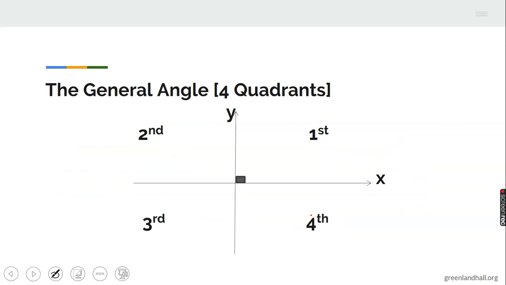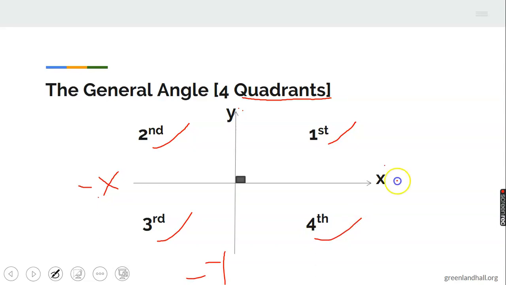The general angle, that is the 4 quadrants. This is the first quadrant where x and y are both positive. Here, this is the second quadrant. Y is positive, x is negative. The third quadrant, y is negative here, x is negative here. And the last, the fourth, x is positive, y is negative.